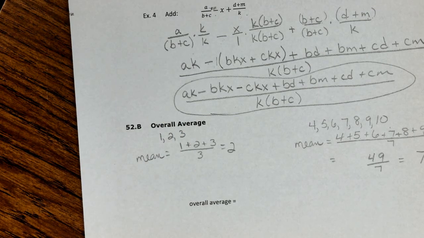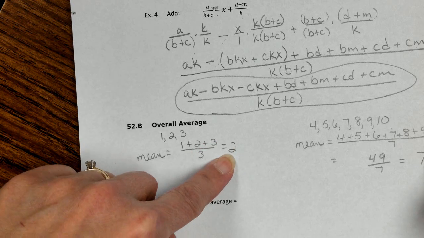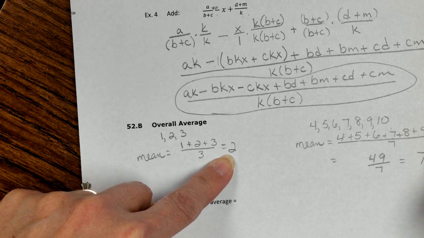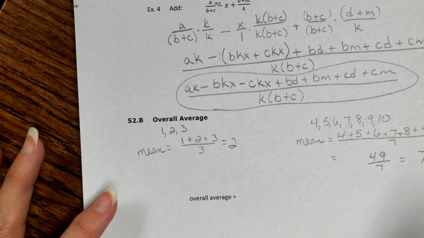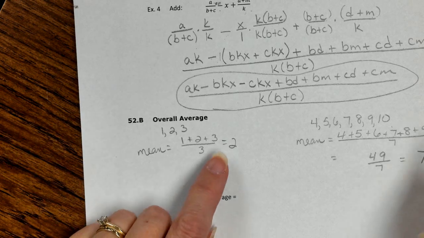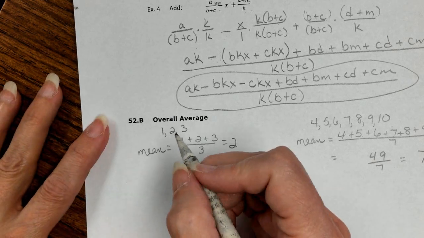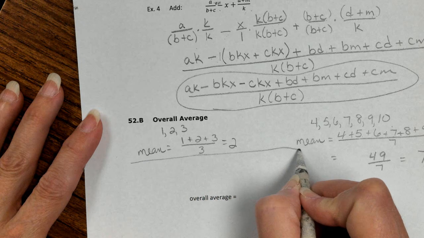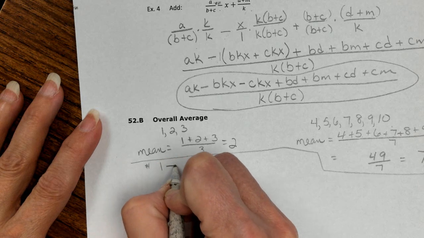Now, what I want to point out is, when we're doing overall average, if you're given two groups and you know their averages, you can't just find the average of the averages. Okay, and I should have left a little more room here for this. Basically, if we were finding the mean of these two numbers, we add them and divide by 2, right? And that would be 9 divided by 2, which is 4 1/2. But look what happens if we do the mean of the numbers 1 through 10.